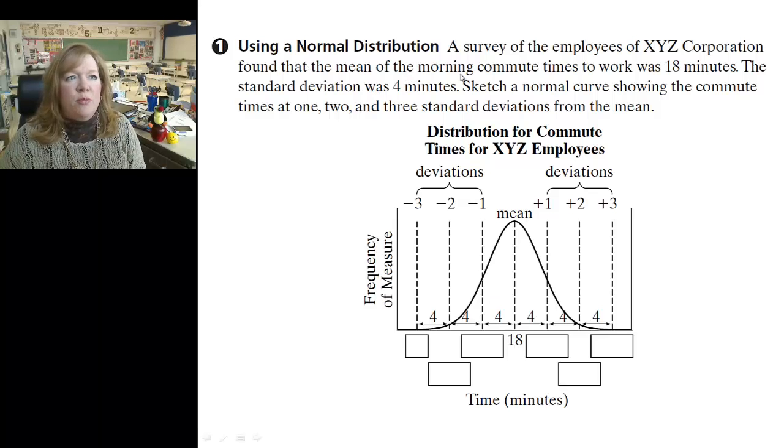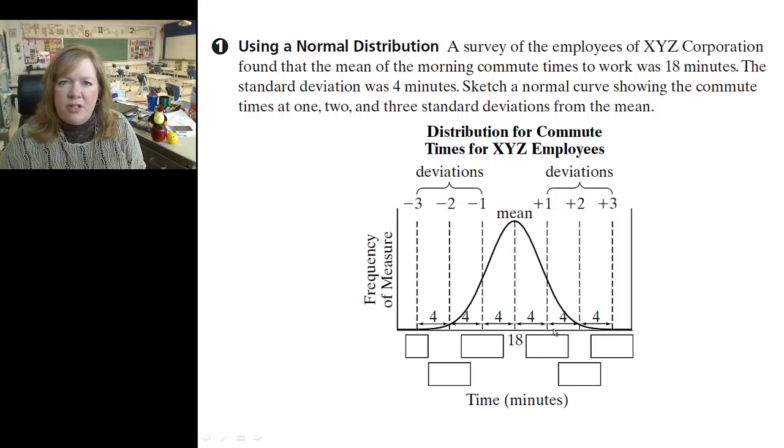It says that the mean of the morning commute is 18 minutes. That goes right there in the middle where the 0 would be on the standard normal curve, and the standard deviation was 4 minutes. So you're going to be going out 4 minutes in order to fill these values in these boxes down here. You're going to sketch the normal curve showing the commute times at 1, 2, 3 standard deviations from the mean. So if this is 18, that's the mean.